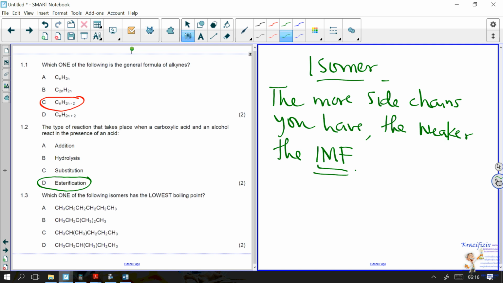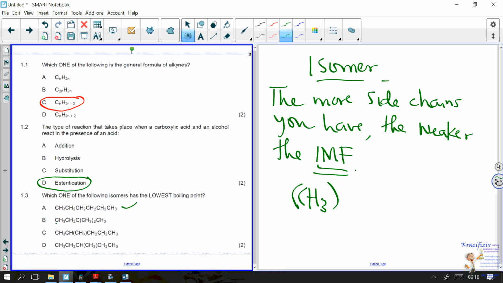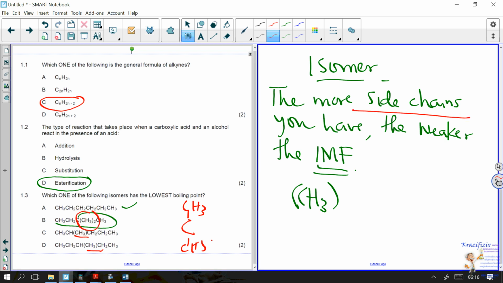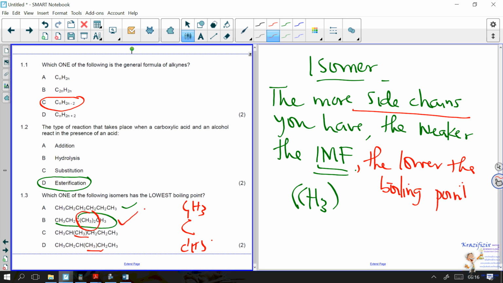Learners, if you go to your structure, the time you see things like this, it actually means a side chain. So if you look at this, this is a straight chain. Look at this one. I've got two side chains here. So it's going to be a CH3 and a CH3 there. This one again, it's 1. So the more side chains we have, the weaker the intermolecular force, and the lower the boiling point. So my correct answer is B.